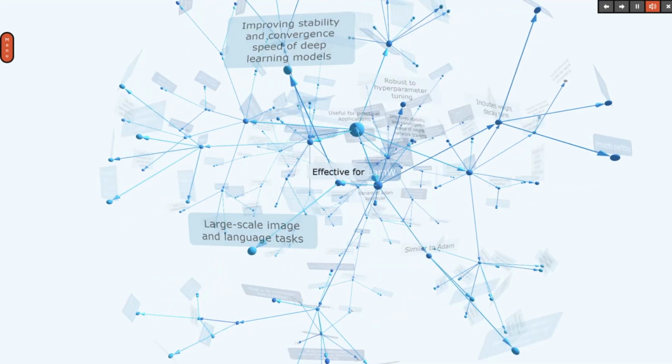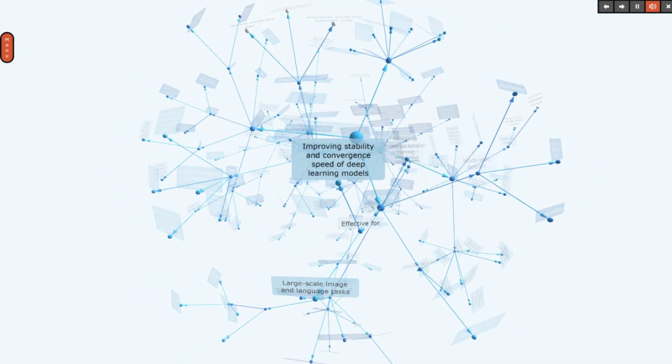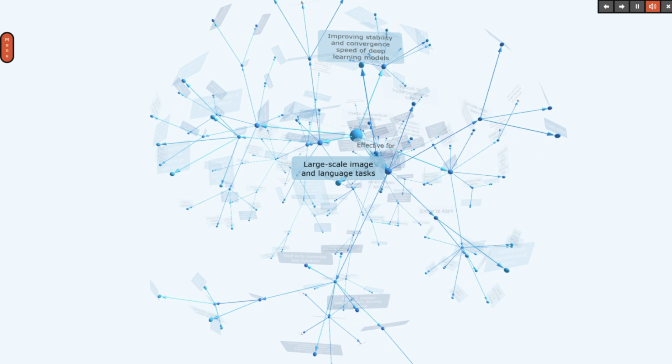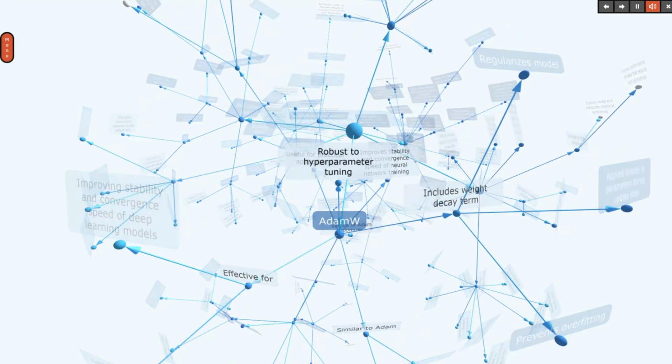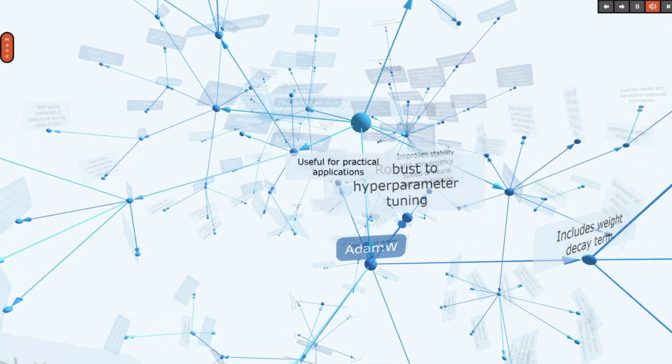Effective for improving stability and convergence speed of deep learning models. Large-scale image and language tasks. Robust to hyperparameter tuning. Useful for practical applications.